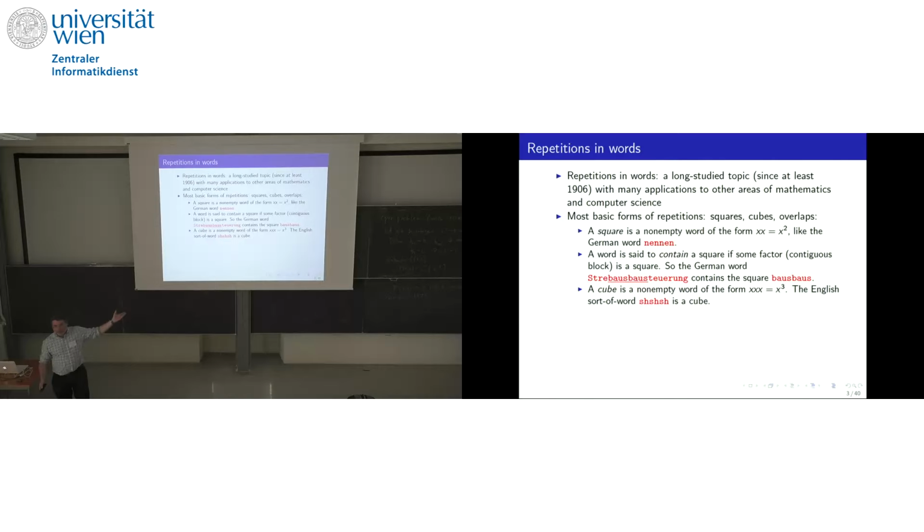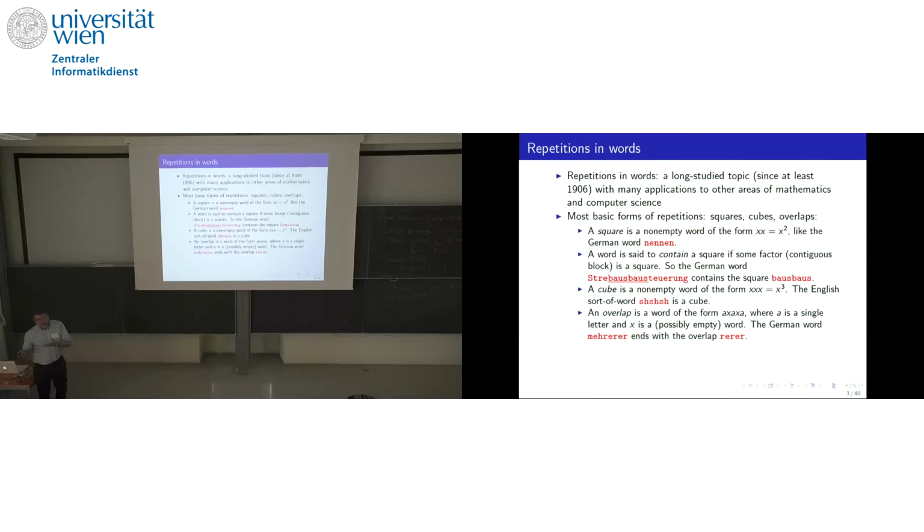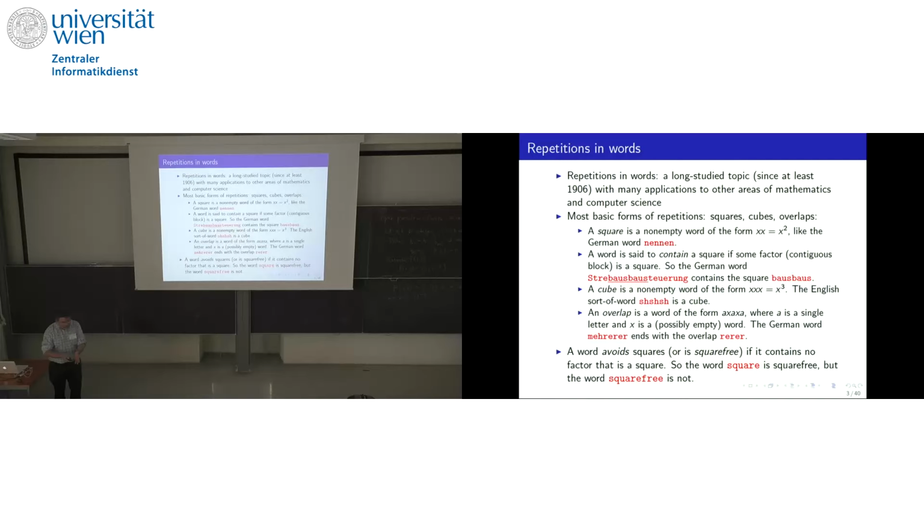An overlap is a word of the form AXAXA, where here A is a single letter, and X is a possibly empty word. And the German word, for example, mehrer, ends in the overlap RERER. Okay, so a word that avoids squares, we also say that the word is square-free, is one that has no factor in it that contains a square. So the English word square is square-free, but unfortunately the word square-free is not square-free, because it has the square EE in it.